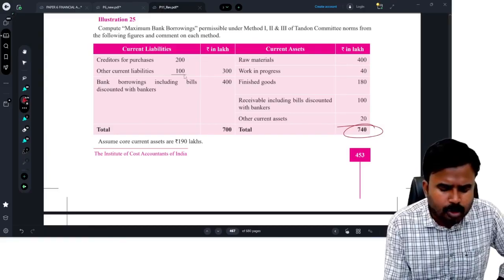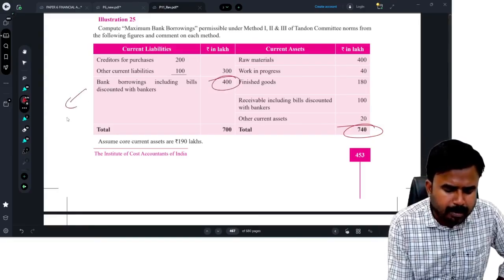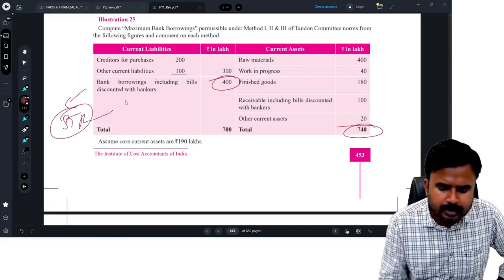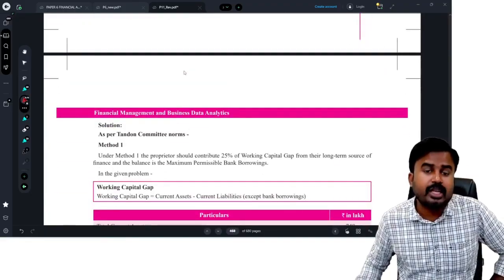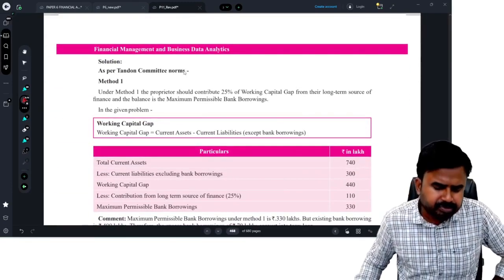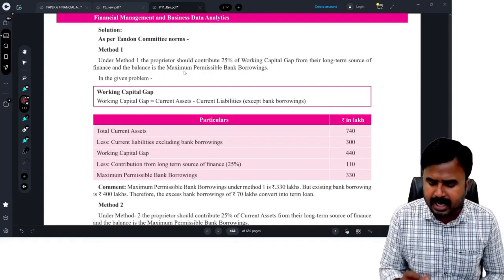Your current liabilities are creditors for purchase, other current liabilities, and bank borrowing, including bills discounted with bankers. This is short-term bank borrowing. You must exclude this. So we have only 300 lakhs worth of current liabilities, excluding short-term bank loans. Now under method 1, what should I do? 75% of current assets minus current liabilities.